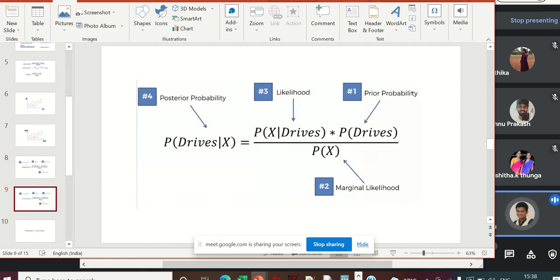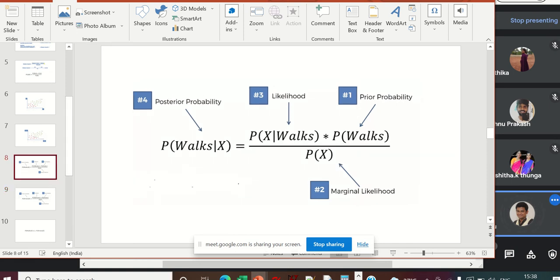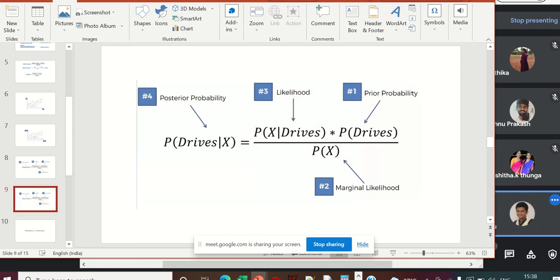Probability of a person X driving to office. So P of X given drives, this is called likelihood, prior probability and marginal likelihood. So this will give the probability that X will walk to office. This will give you the probability of X driving to office. Whichever probability is higher, our algorithm will tell whether the person is going to drive to office or walk to office.